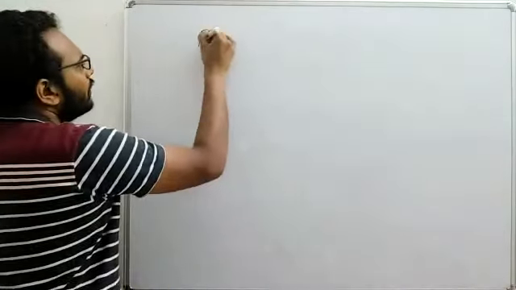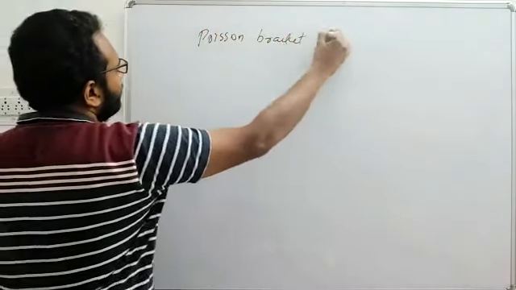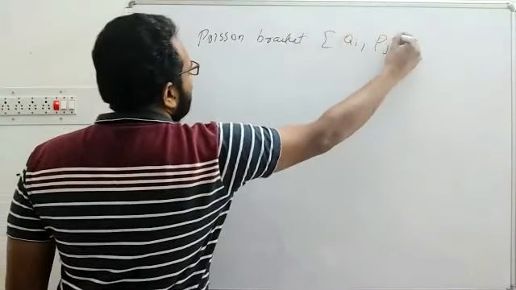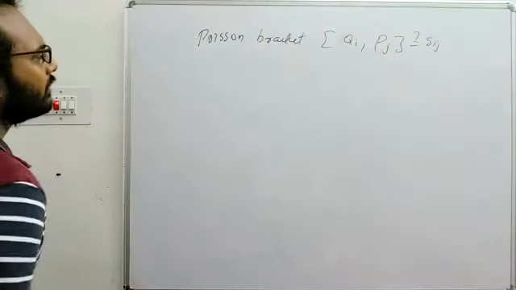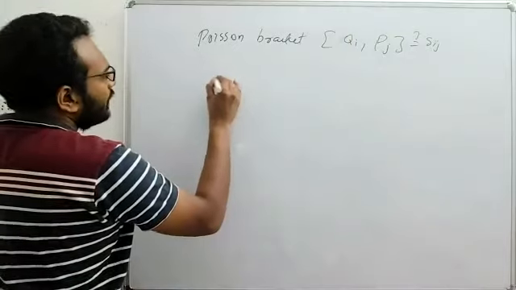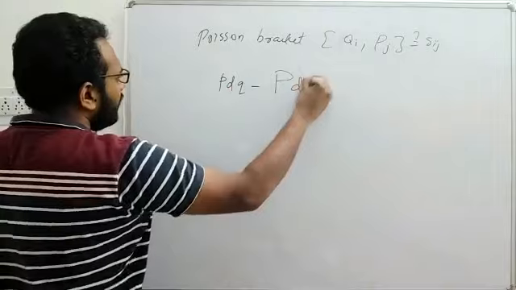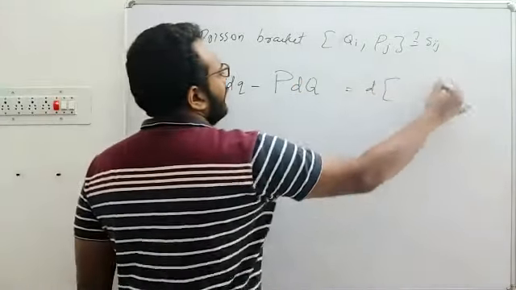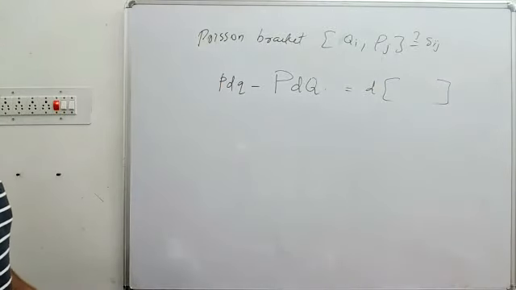All problems can be solved either by checking the Poisson bracket. Check if the Poisson bracket of Qi with Pj is equal to delta ij. If so, that's a canonical transformation. And you also check this thing: you take the combination p dq minus capital P dq, and see if you can write it as a perfect differential. Can we write it as a differential of something? These are the two ways in which we can do it.